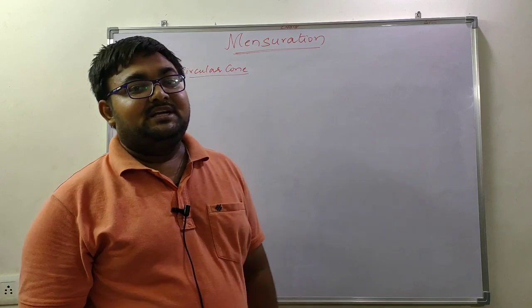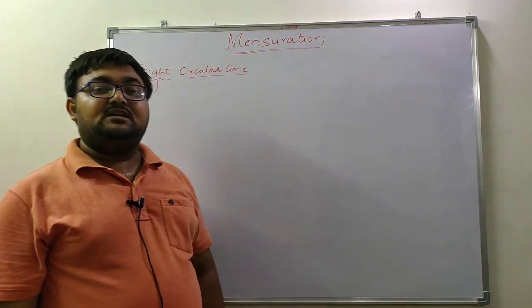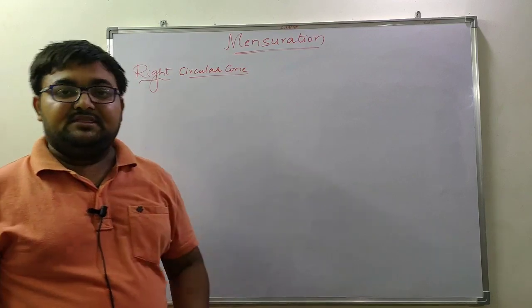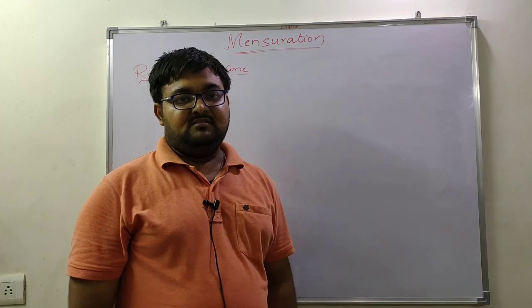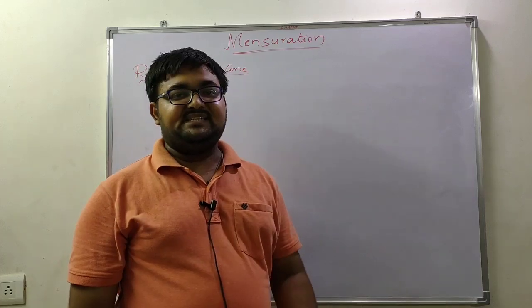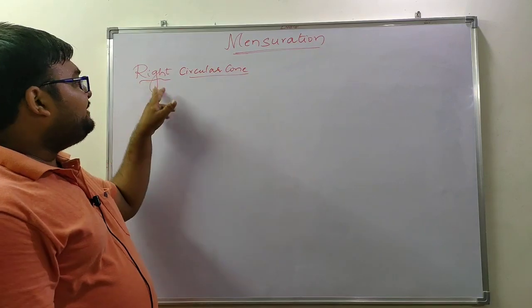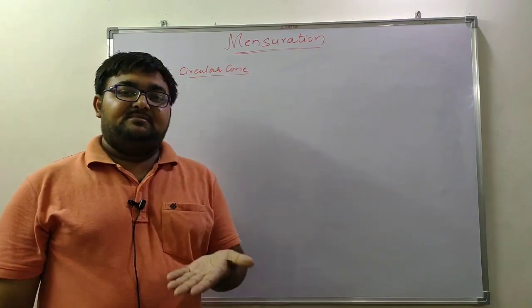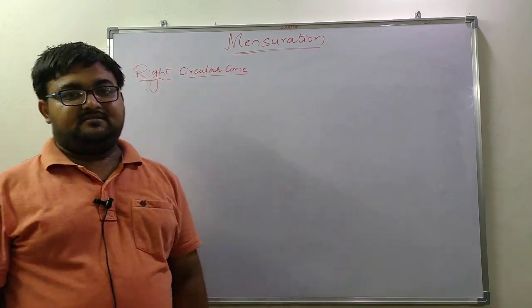Now in the next section we are going to discuss the right circular cone. You might have seen cones, which have a circle as their base. Most cones have a circular base, so that's why we call it a right circular cone. Right means that the axis is perpendicular to the base.